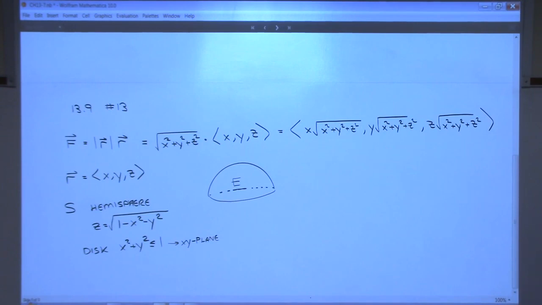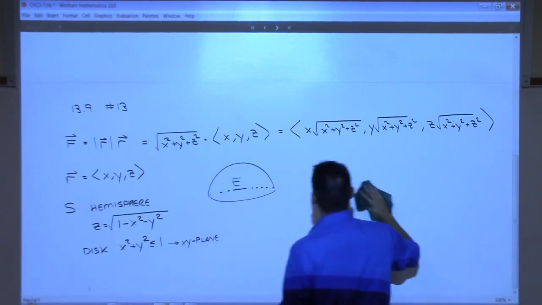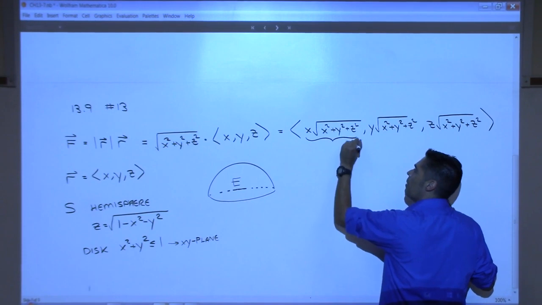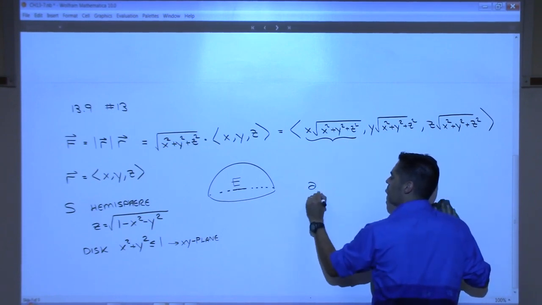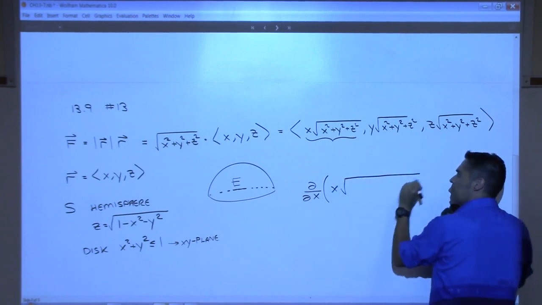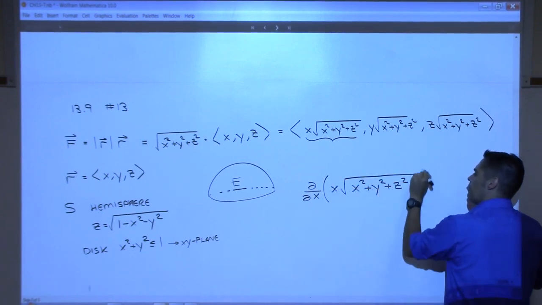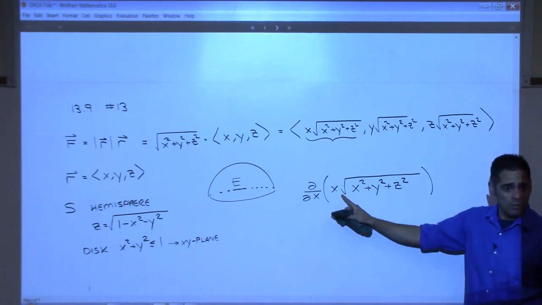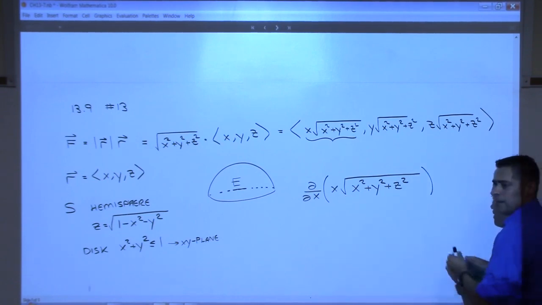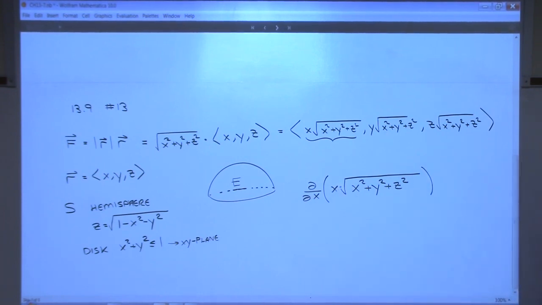I'm going to still go for this. I'm going to try and get its div. So I need to take some partial derivatives and add them all up, right? Let's talk just about this one for a second. What would the partial with respect to x of this be? Because that's what I'm supposed to do right now, right? You would have to use product rule, right? We have a product happening right here, and chain rule. So let's try it.